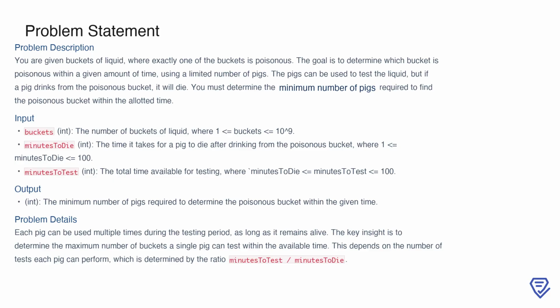The total testing time must always be greater than or equal to the time it takes for a pig to die. The output of this problem is the minimum number of pigs needed to guarantee identifying the poisonous bucket within the testing window. The core of the solution lies in calculating how many buckets a single pig can test within the available time, which depends on the number of tests it can conduct, determined by the ratio of minutes to test to minutes to die.